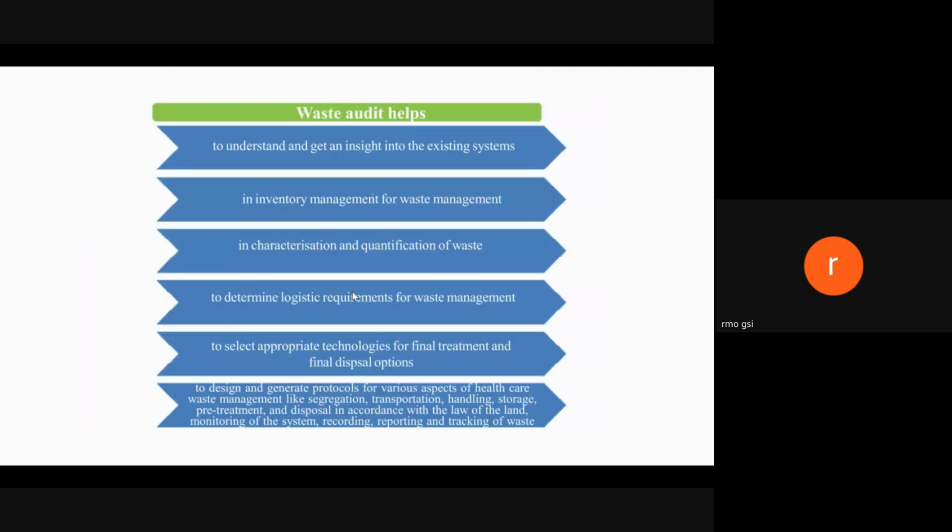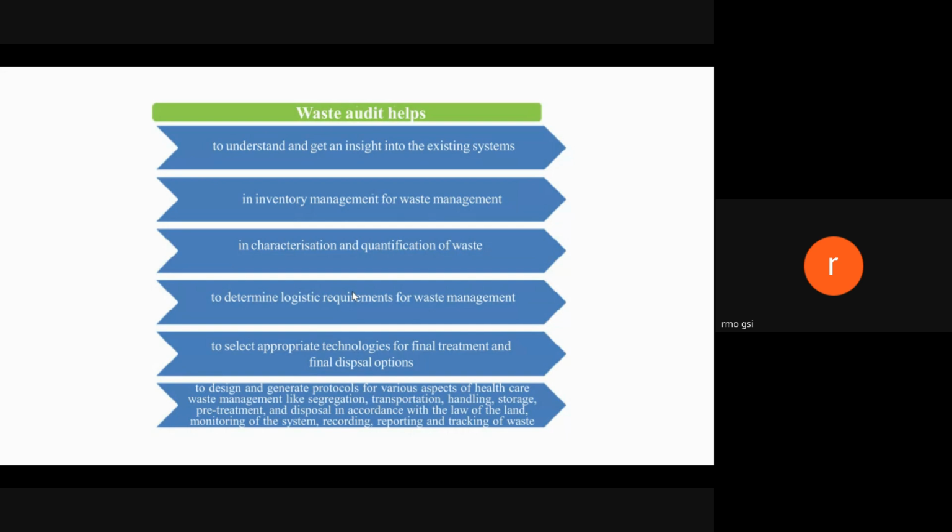So, waste audit. Why waste audit? Because every day all the healthcare facilities generate various kinds of waste, which include infectious biomedical waste, non-infectious solid waste, and liquid waste. So we have to do an audit to get an insight into the existing system and inventory management of waste management, the characterization and quantification of the waste, as I mentioned, the quantity and categorization.